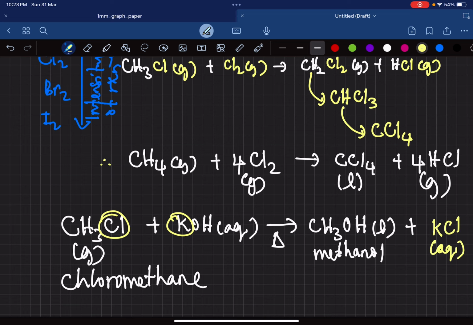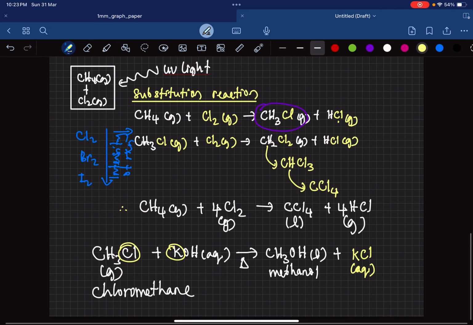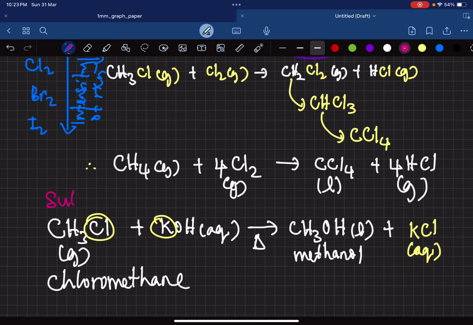So this is another substitution reaction. This is an example of another substitution reaction. So we take the first substitution product of this reaction and then react it with potassium hydroxide. We can end up getting what we call an alcohol.